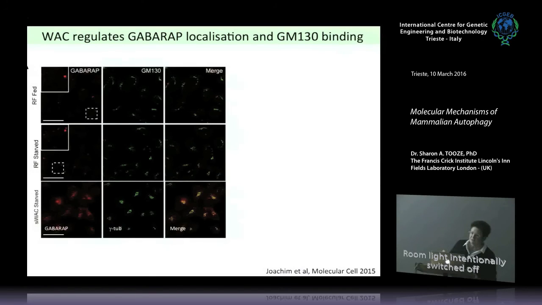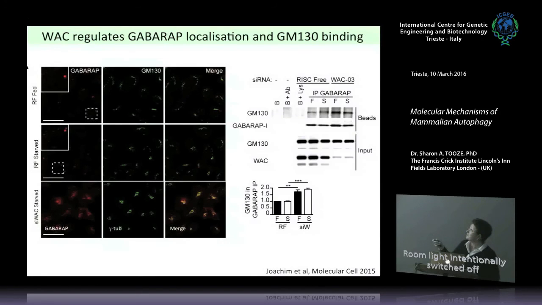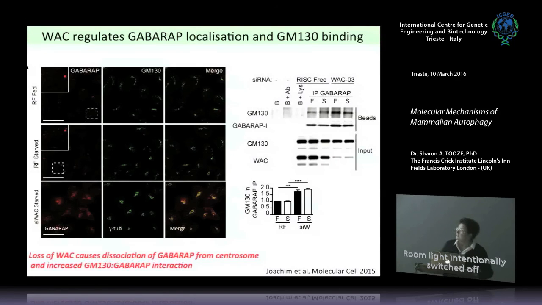So this was direct evidence that the WAC protein, which we found in the screen, was modulating GABARAP trafficking, and this suggested this was the reason that we saw WAC as one of the best hits in our screen. So again, we could do immunoprecipitation and show that when we knocked down WAC, we saw an increased association of GABARAP with GM130, which is shown here. So the loss of WAC causes dissociation of GABARAP from the centrosome and increased GM130 GABARAP interaction and inhibition of autophagy.